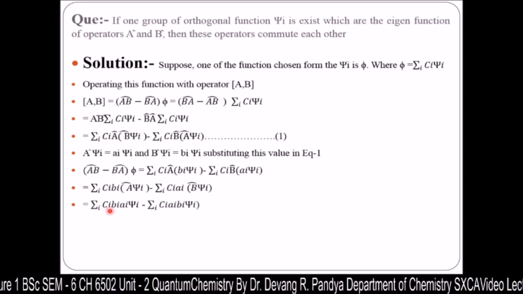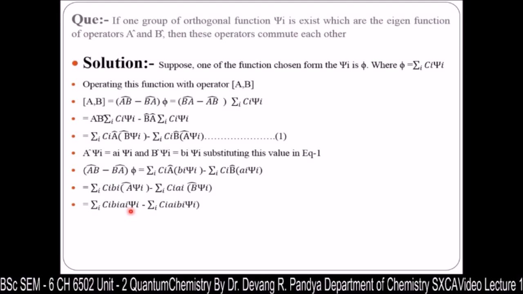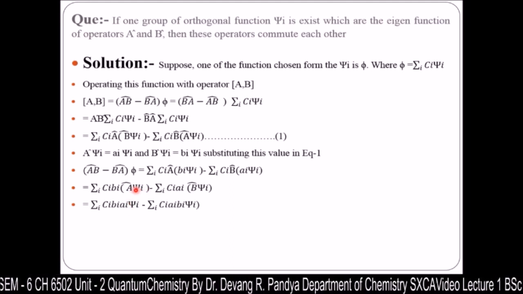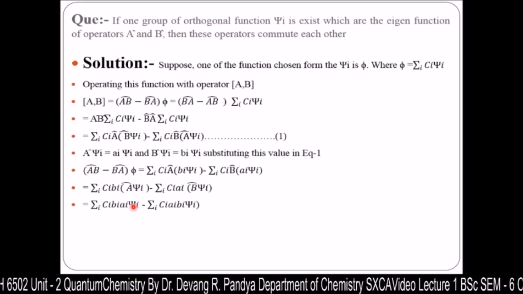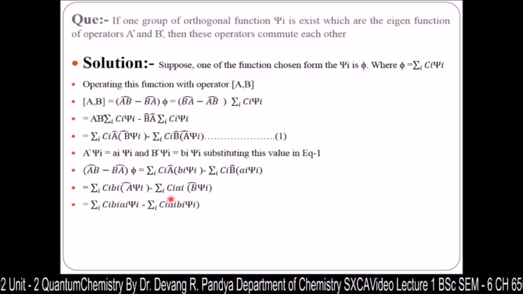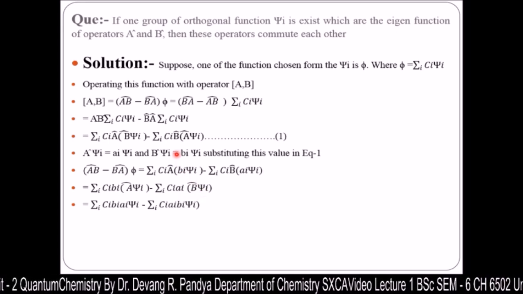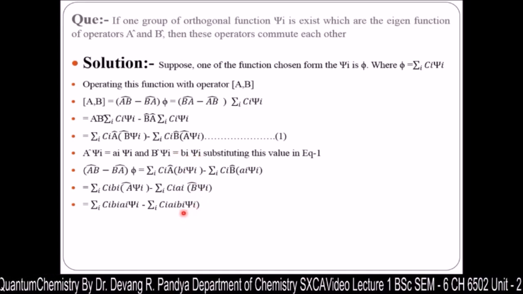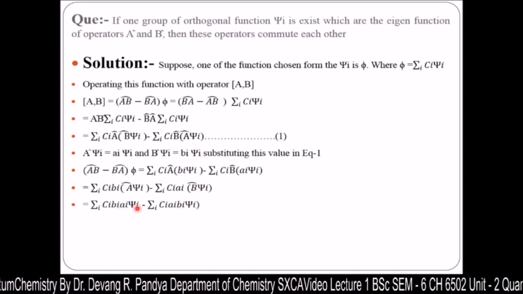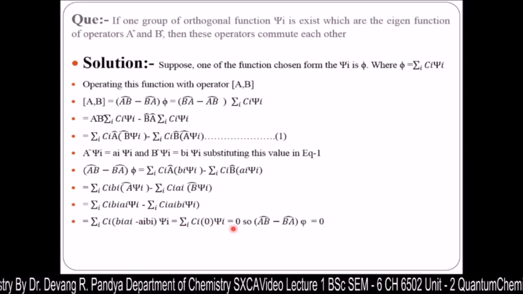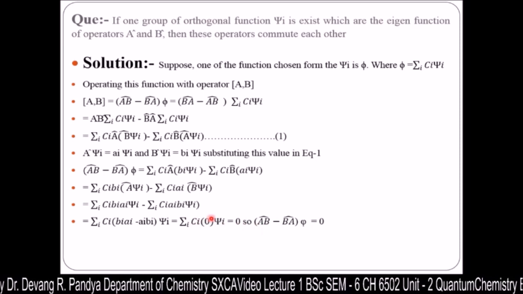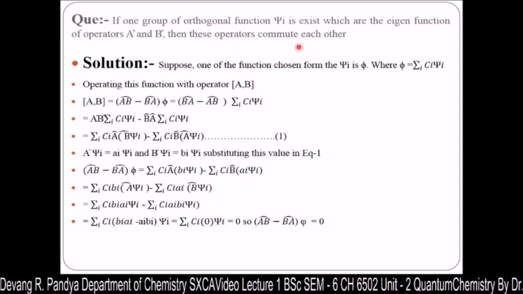So sigma i Ci Bi Ai psi i. Now instead of this Ai Ci, we can put the value Ai psi i. So we have put that value Ai psi i, and instead of B psi i, we need to put Bi psi i. So we have put Bi psi i, and both are similar, so it gives the value 0. It means that both the operators operate with, or commute with, each other.